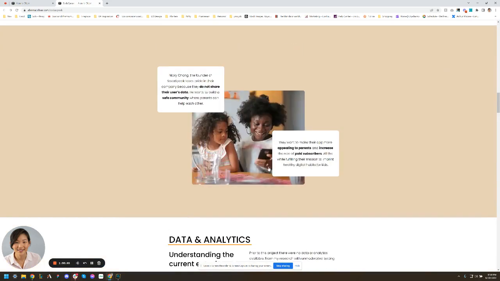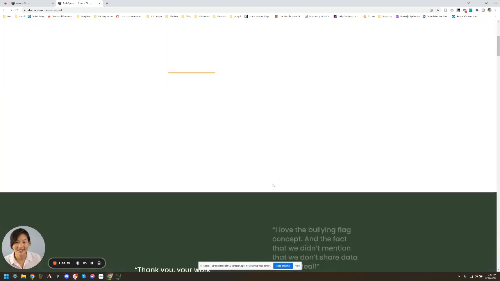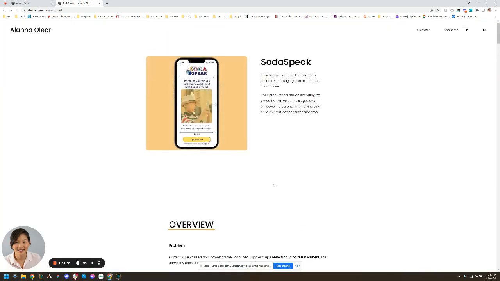Now, in terms of getting rid of the paragraphs, there are a couple of things. The first thing, the most obvious thing, is to reduce the words, right? Really ask yourself, all right, what are the main things? If I could only highlight a couple of words or one sentence, what would it be? That's your most important thing, and then really ask yourself if you need the rest of them. So for example, this right here: their product focuses on encouraging empathy with voice messaging and empowering parents with giving their child a smart device for the first time.